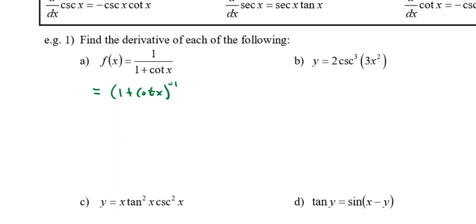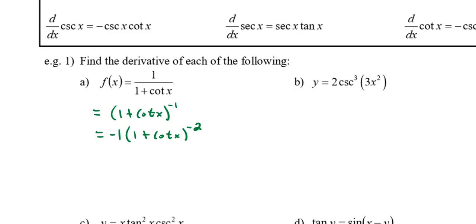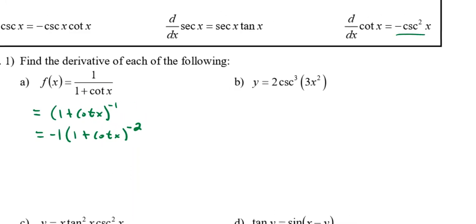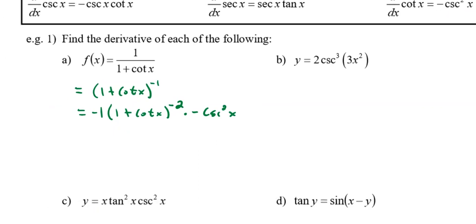So let's derive this now. I'm going to take this negative 1 and bring it out front. So we've got negative 1 times the derivative of what I still had there: 1 plus cotan x to the power of negative 2, and then the derivative of the inside. The derivative of 1 is 0, so just leave that out. And the derivative of cotangent, we know that now, is negative cosecant squared x. So times negative cosecant squared x.